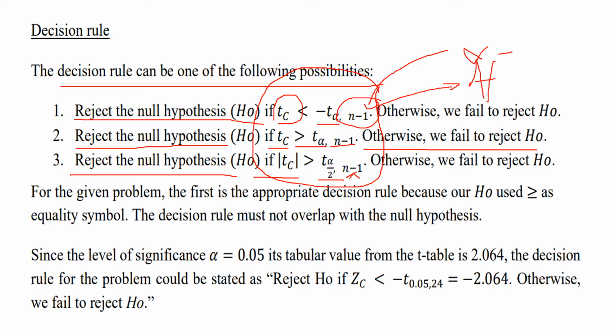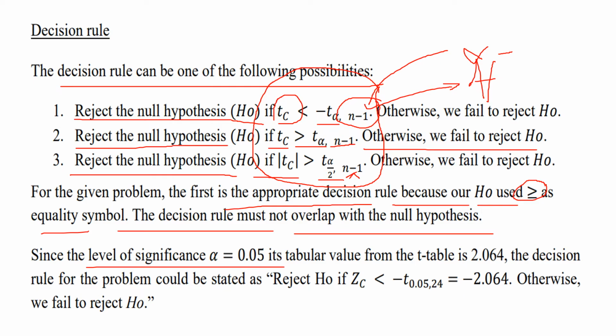So for the given problem, the first is the appropriate decision rule because our H0 used greater than or equal to as the equality symbol. The decision rule must not overlap with the null hypothesis. So since the level of significance is 0.05 or 5%, the confidence interval for this one is 95%. So we're going to use this confidence interval or alpha in your table now for us to get the value of your critical value for t.